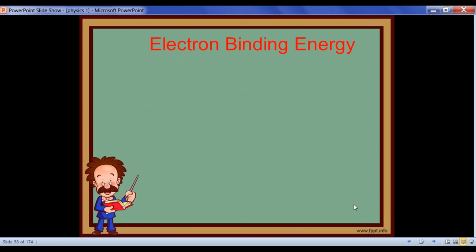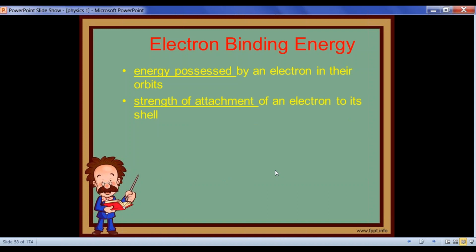Another term that is also important in our learning of rad physics is the electron binding energy. So what is it basically? So electron binding energy is the energy possessed by an electron in their orbit. So ito po yung energy na tangan-tangan ng isang electron sa kanyang orbit or shell. It is also defined as the strength of attachment of an electron to its shell, kung gaano po siya kalakas kumapit sa kanyang orbit or shell.